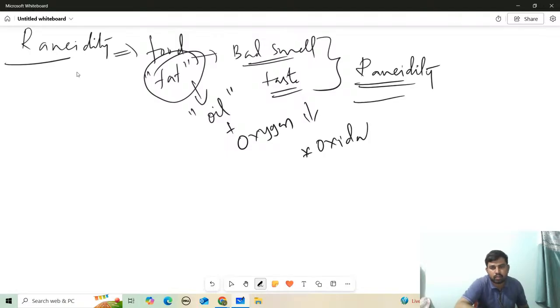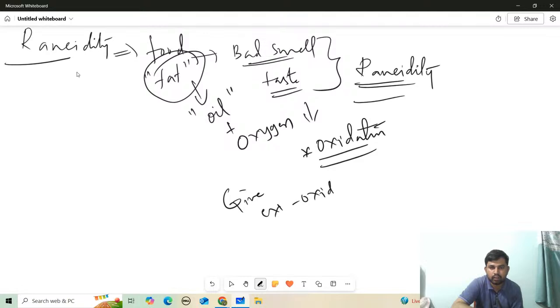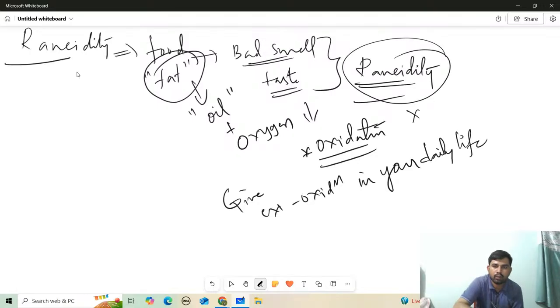Sometimes in the examination they will ask, give an example of oxidation in your daily life. So you can give an example like rancidity. They can also give one more example, which is corrosion.